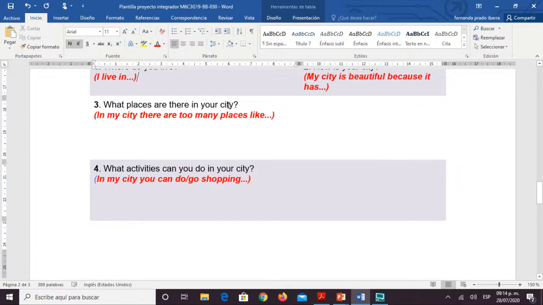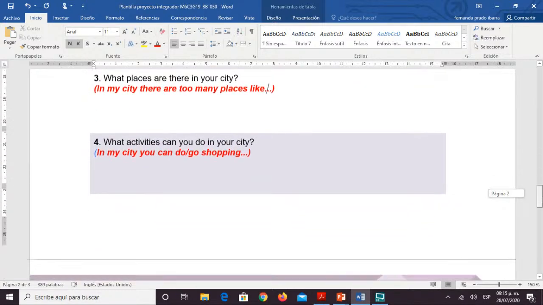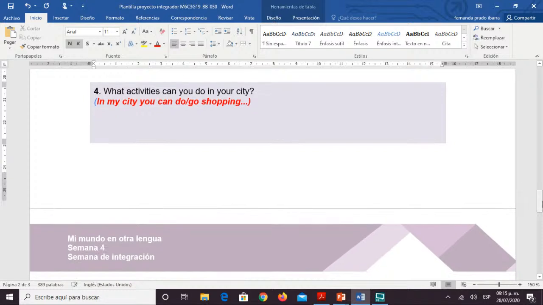In my city, there are... Did you remember these grammar notions that we saw on week 2 when we talk about how to describe some objects of the house? Remember? We use there are to describe or to indicate some objects. Remember that, okay? So in this answer, we're using there are. In my city, there are too many places like museums, parks, zoos, shopping centers, or whatever you like in your city.